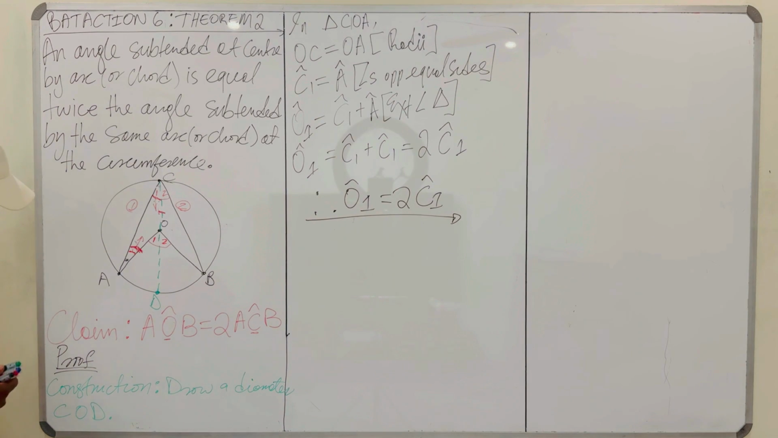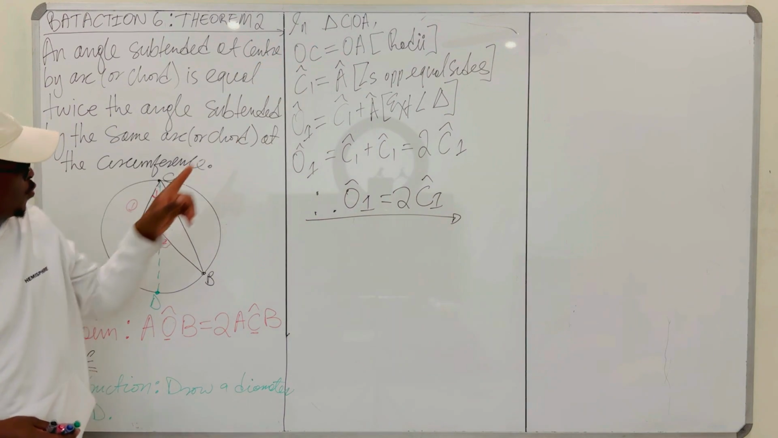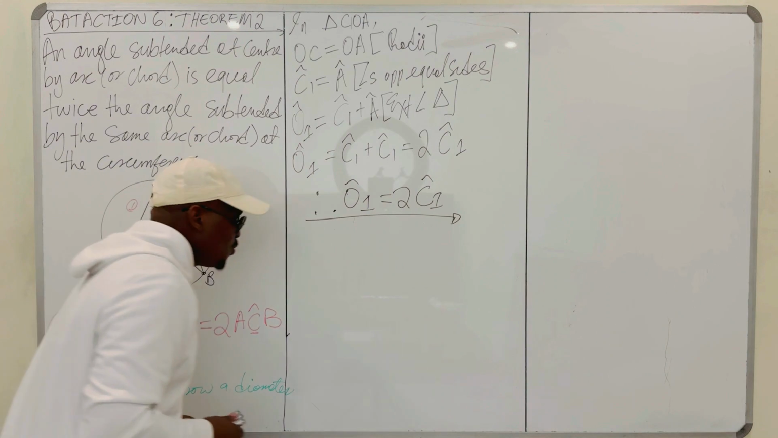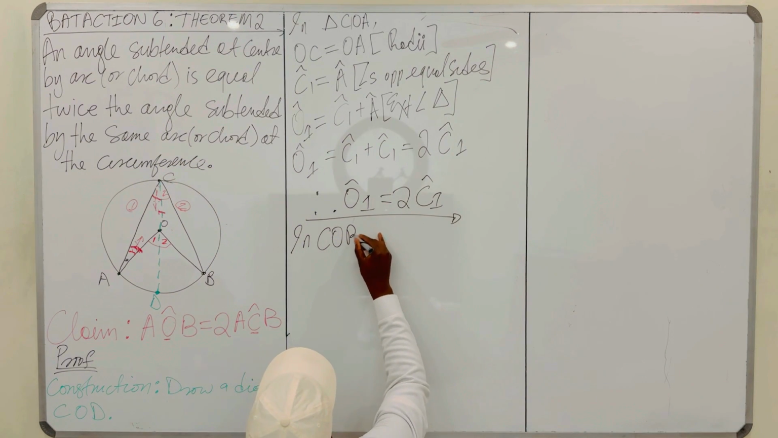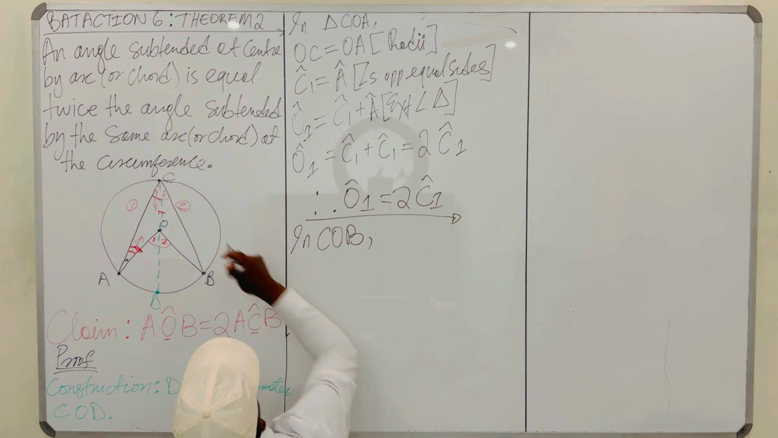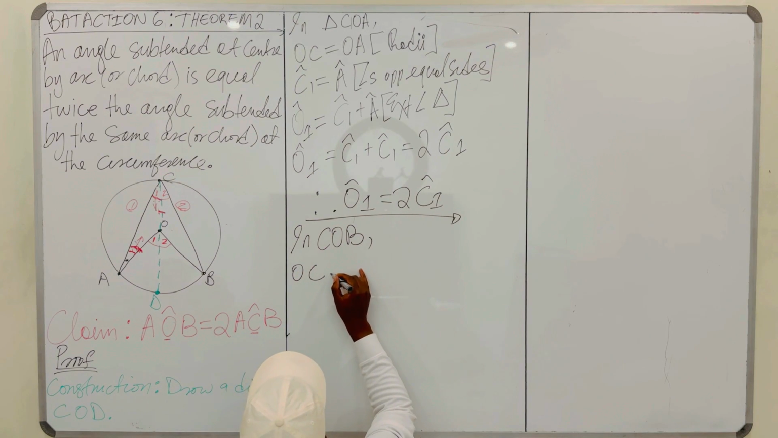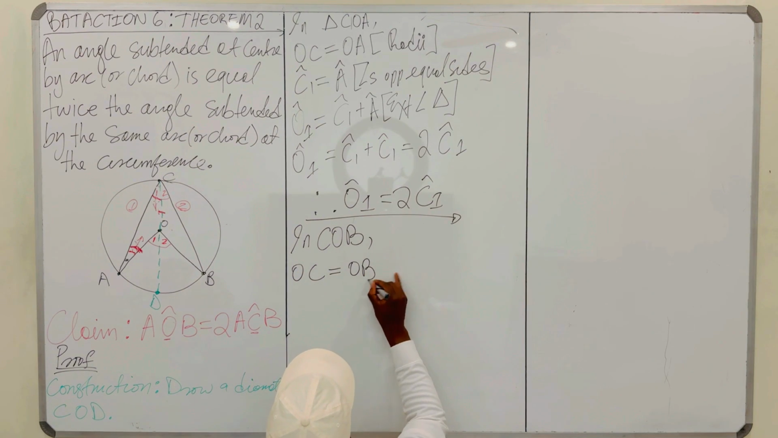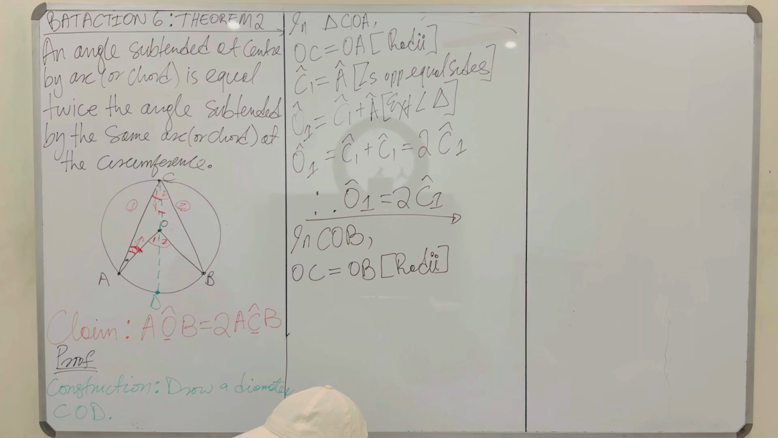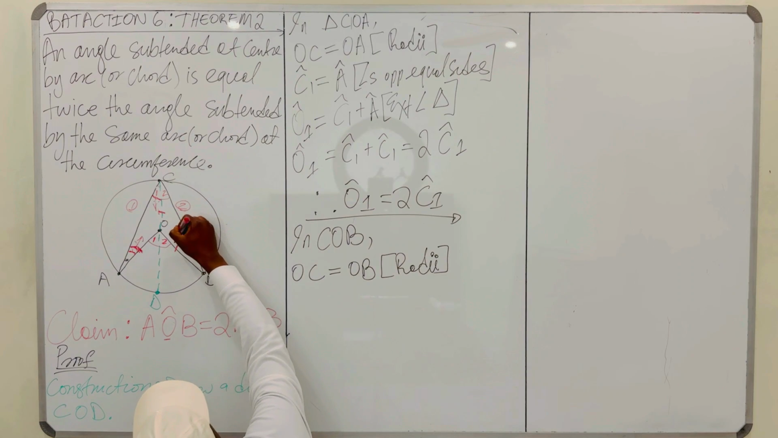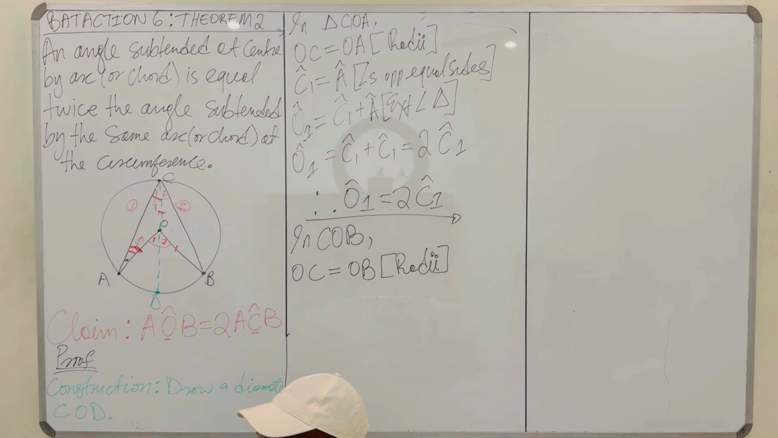So, what do we say first? We're going to the second triangle now. In triangle COB, we're going to say OC is equal to what? OB. Why? These are radii. Everyone happy? Yes. So now let me highlight it there, and say this is called this as well. Are you with me? Yes.